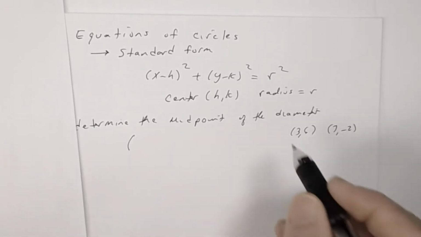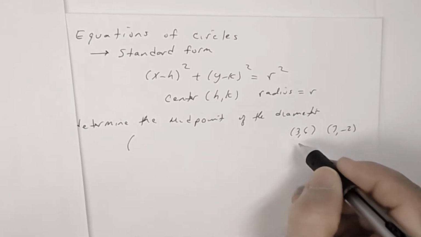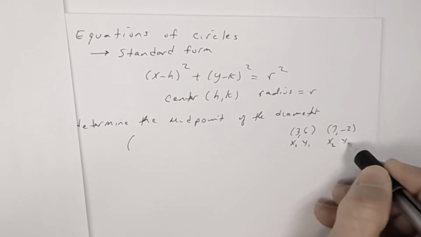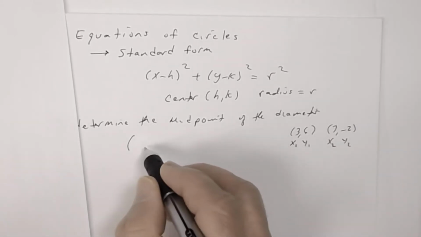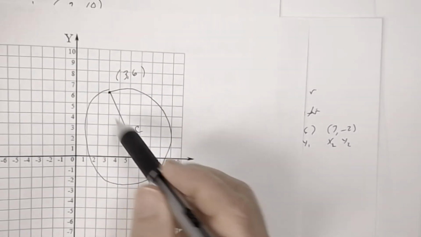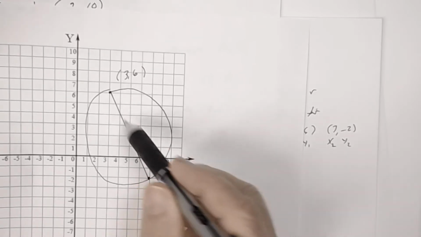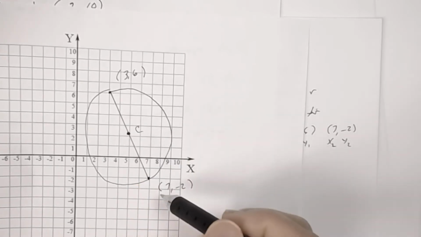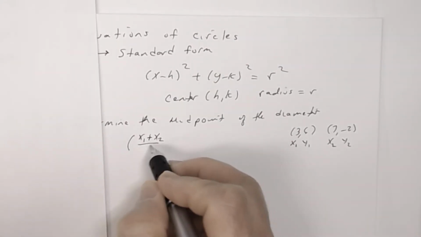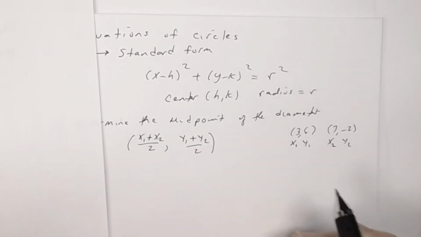Remember, the midpoint says if you're given 2 points of a line segment, and I'm going to call them (x1, y1) and (x2, y2), the midpoint is a point, and so you're going to take the average of the x-coordinates and the average of the y-coordinates. So basically you're saying (x1 plus x2) divided by 2, comma, (y1 plus y2) divided by 2. So that's your midpoint formula.